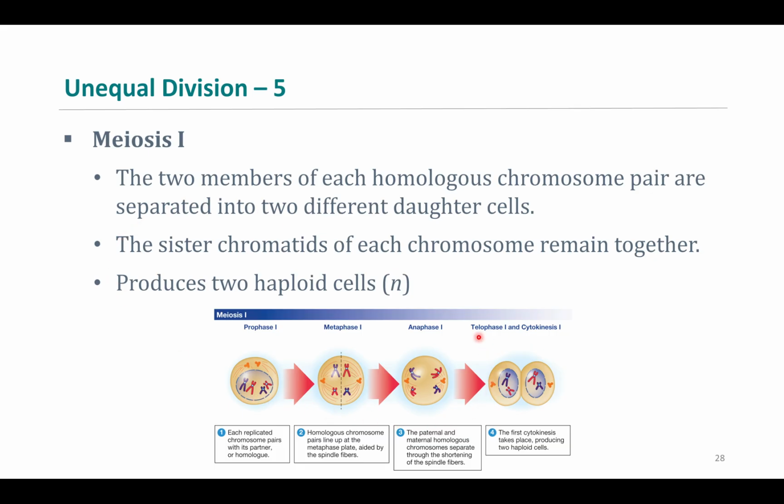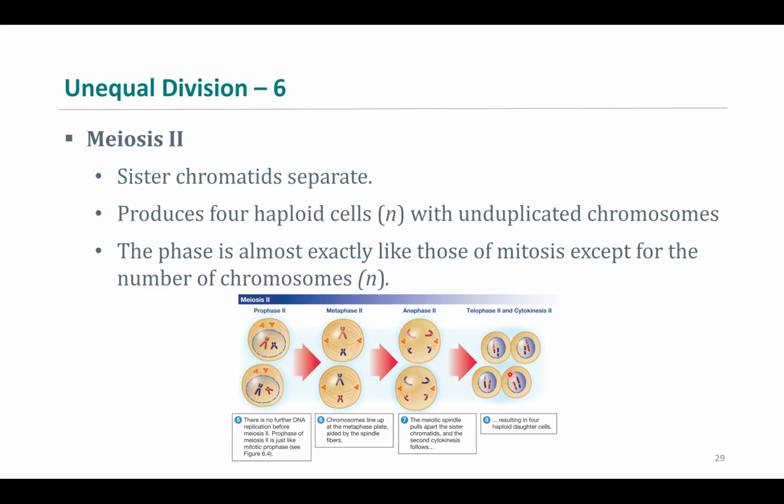So that's what we discussed about meiosis 1. In meiosis 1, the two homologous chromosomes of a pair are separated into two different daughter cells, and here it produces two haploid cells. Meiosis 2 is pretty similar to mitosis. At the end of this, there are four haploid cells.